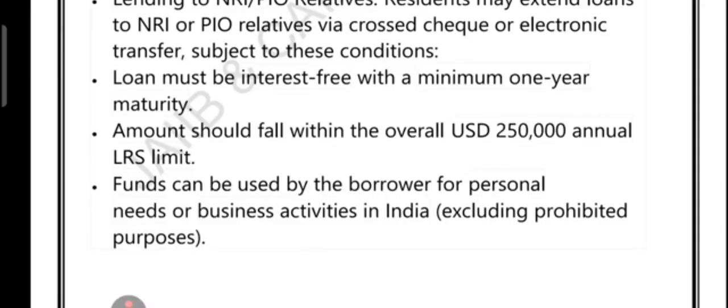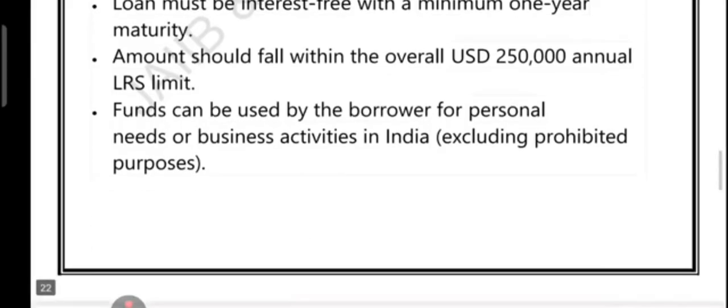Minimum tenure, 1 year. Within the $2.5 lakh limit. This money can be used for personal need or business in India. It must go to the NRO account. It cannot be taken out of India. And they can repay you through inward remittance from their NRO, NRE, or FCNR account, or by selling a permitted asset. You can gift rupee funds, right?